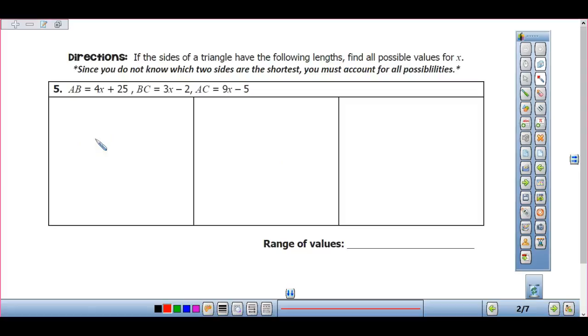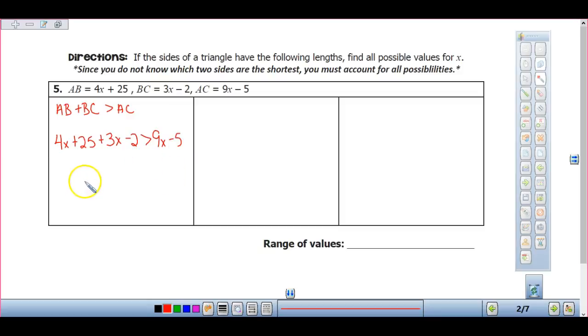Okay, so we know that two sides have to, the sum of them has to be greater than the third side. So when you are given three sides, you've got to figure out what your big side and what your little side is. In this case, we can go AB plus BC has to be greater than AC. So we start with those two sides. We've got 4x plus 25 plus BC, which is 3x minus 2, has to be greater than 9x minus 5. And now we solve.